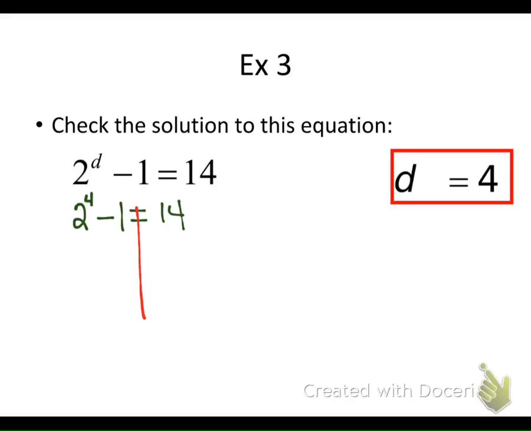2 times 2 times 2 times 2, itself 4 times. So 2 times 2 is? 4. Times 2 is? 8. Times 2 is? 16. So 2 to the 4th power is 16. All right. My last step. What do I do? Yeah, 16 minus 1. It's 15. Do I have the same answer on both sides here? No. So we're going to check mark.